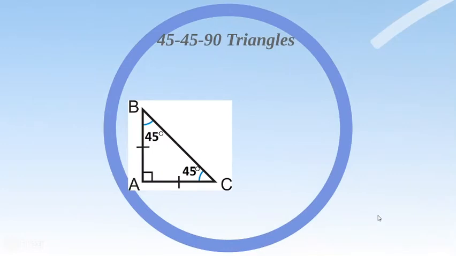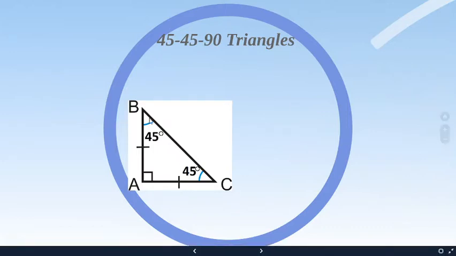Okay, so our first kind of special right triangle is called a 45-45-90 triangle. And if you look at the picture, you probably already found out why I call it a 45-45-90 triangle. If you have an isosceles right triangle, which I know is isosceles because I have two congruent sides, guess what? The two other angles have to be 45 and 45.